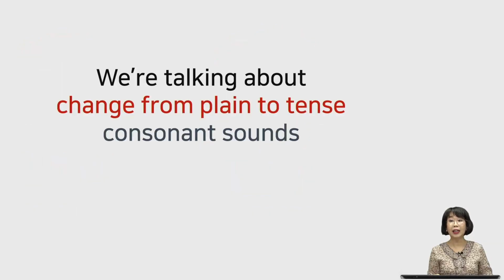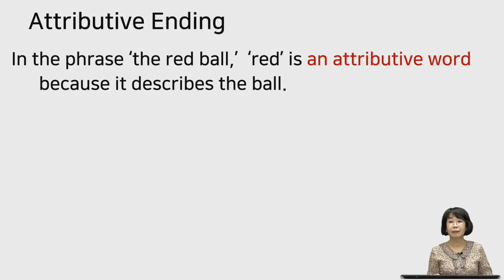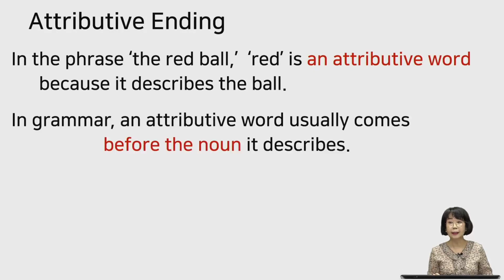We are talking about change from plain to tense consonant sounds. Now, number three, attributive endings. In the phrase, the red ball, red is an attributive word because it describes the ball. Ball, what kind of ball? The red ball. Red is an attributive word. In grammar, an attributive word usually comes before the noun it describes. The red ball.